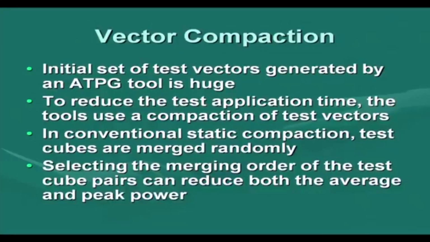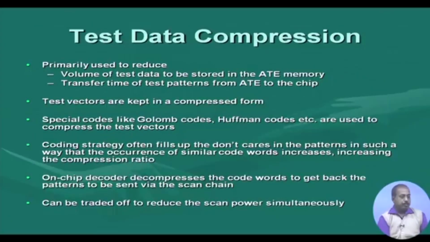So, a merging order can be selected so that it can reduce the average and peak power consumption. Another avenue for this power reduction is via test data compression technique. We know that test data compression is primarily used to reduce the test data volume that we have to keep in the ATE memory, and also to reduce the transfer time of test patterns from ATE to the chip.